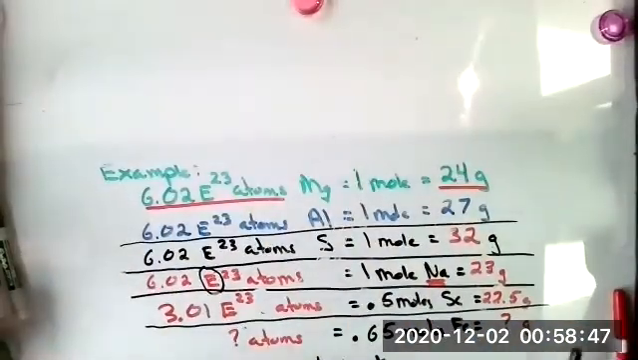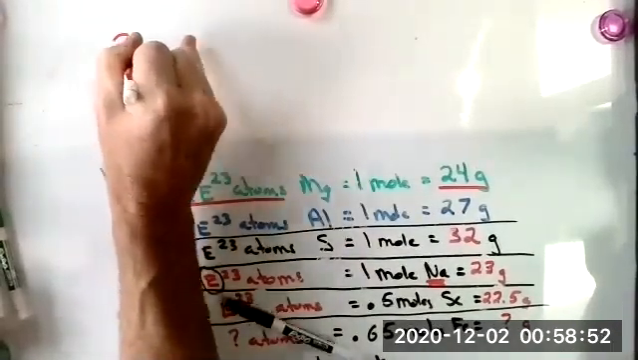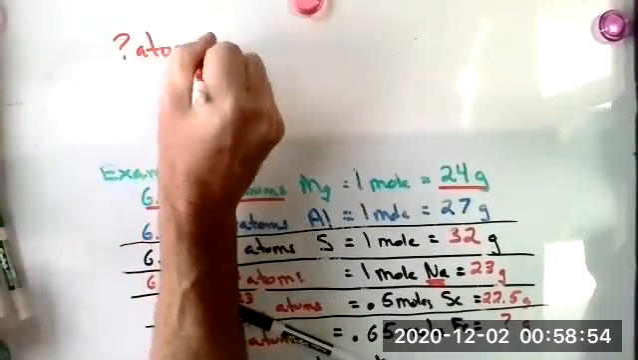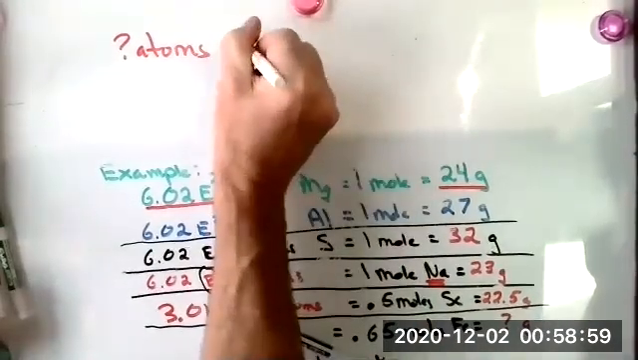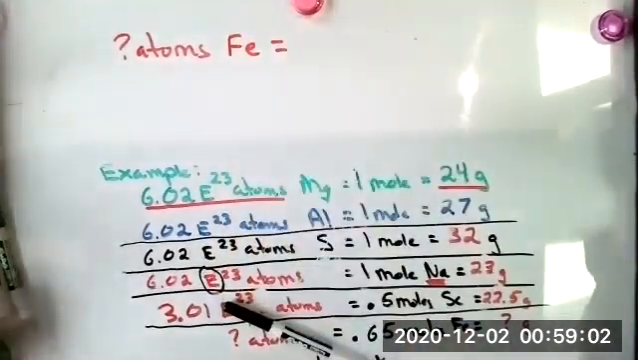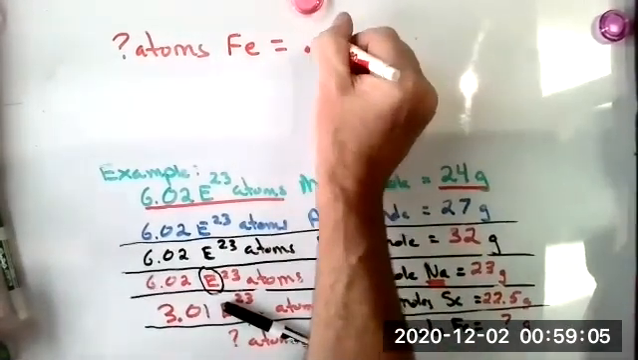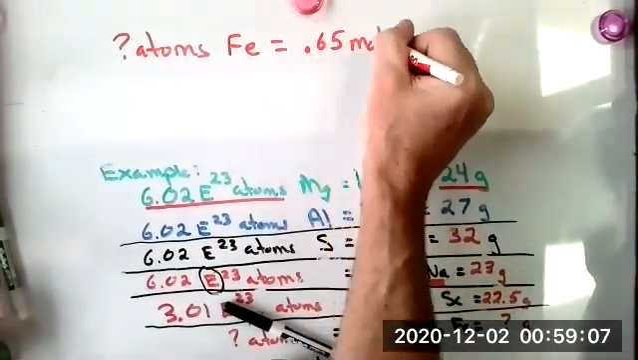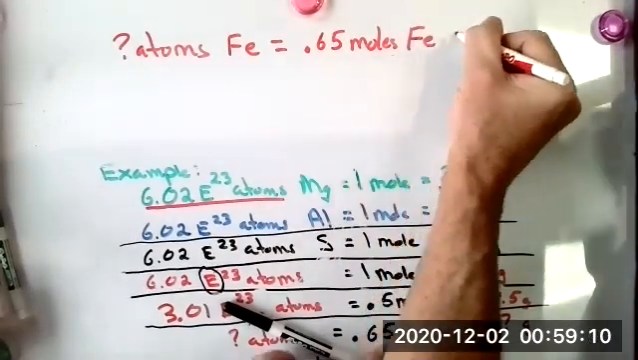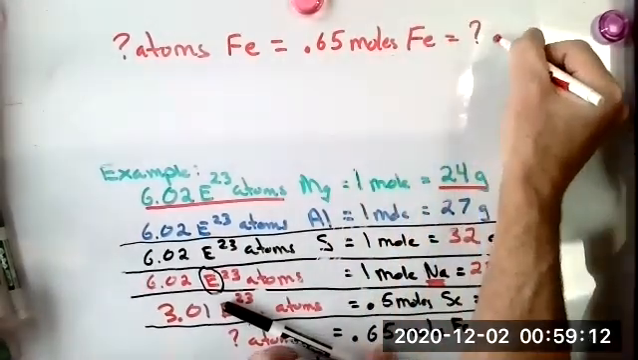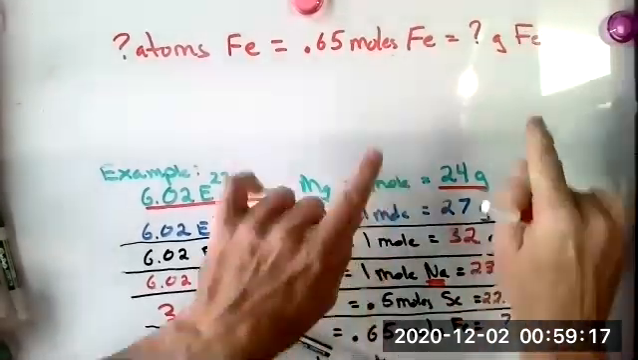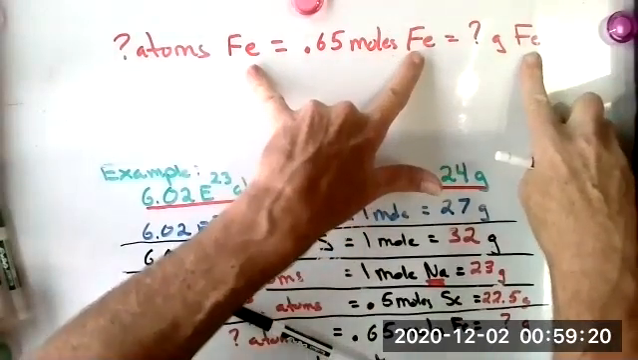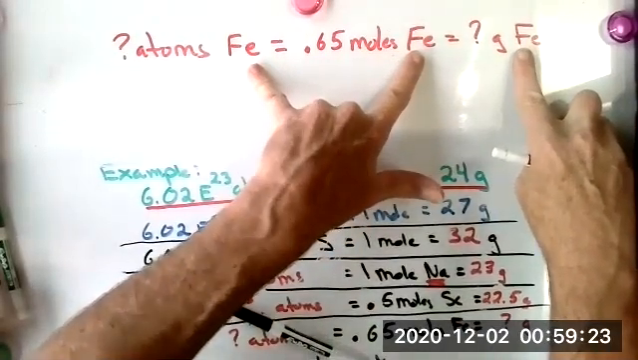Okay, what was my question? My question was, how many atoms? And I already told you it's iron, so it's Fe. I'll put Fe here. And our one number was like 0.65 moles. And again, it's Fe. And then the question was, well, how many grams would that be? And again, it's Fe. You see, you have to have your element in all three spots.